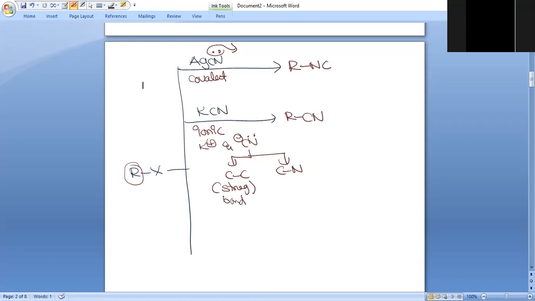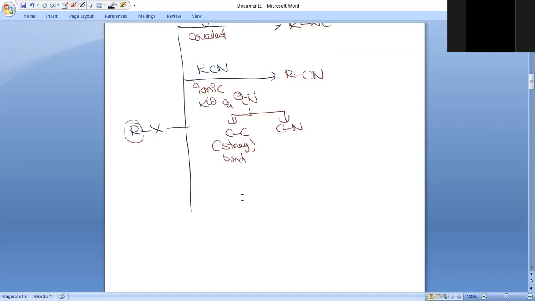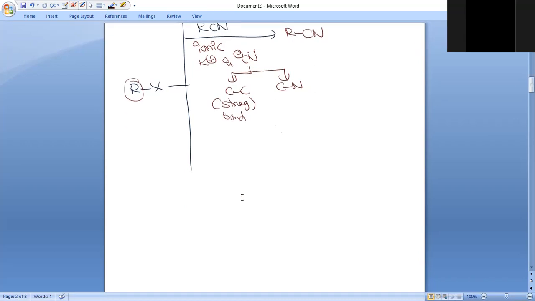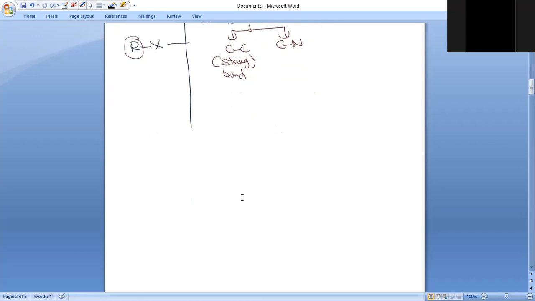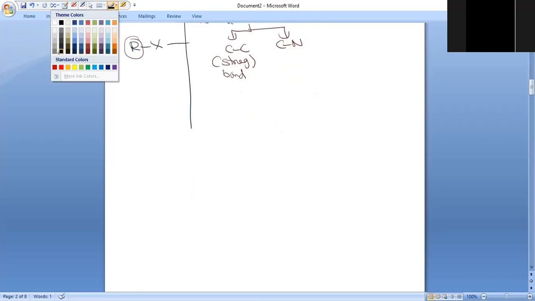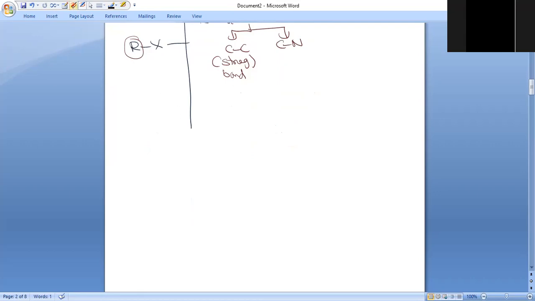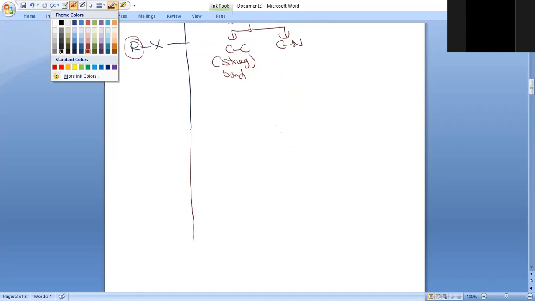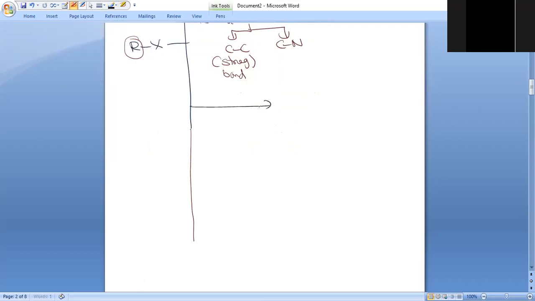Okay, sir. So that point you have to be careful. In the KCN and AgCN case, you are getting isocyanides and cyanides. Next one, you are taking AgNO2 and KNO2. Again, the same kind of situation.